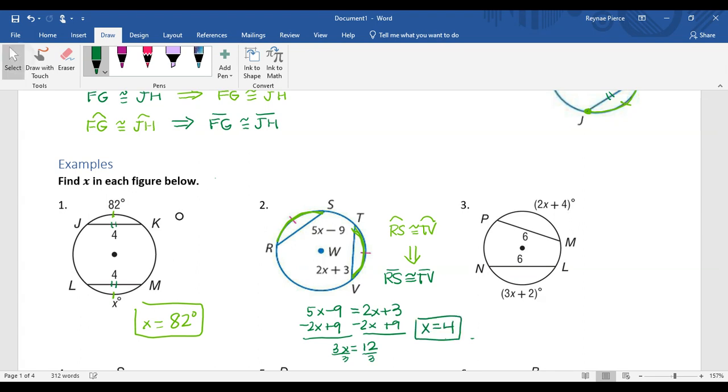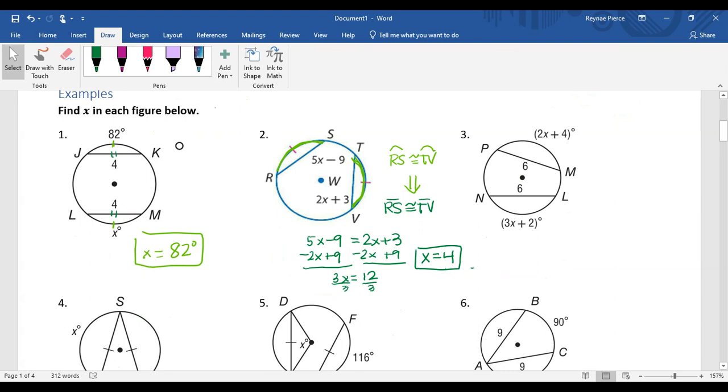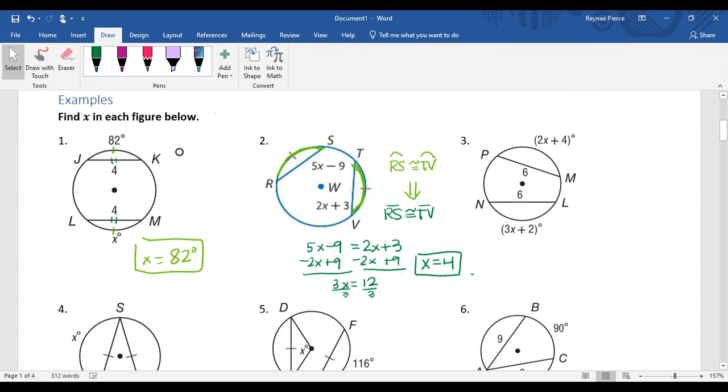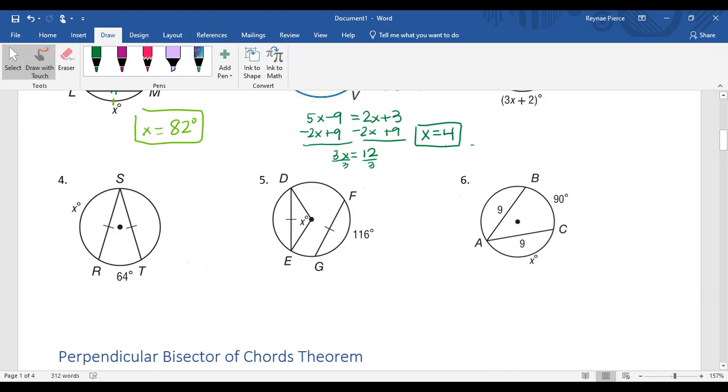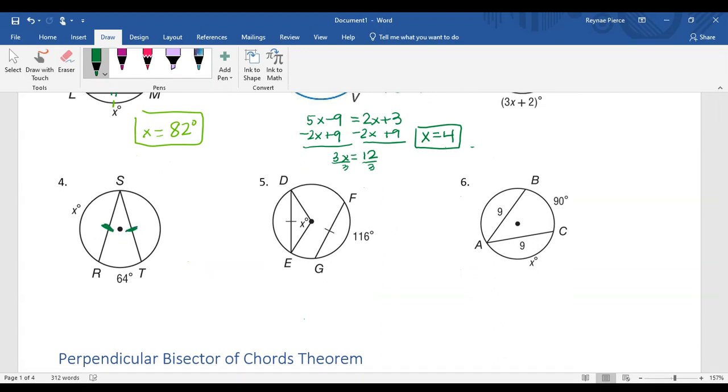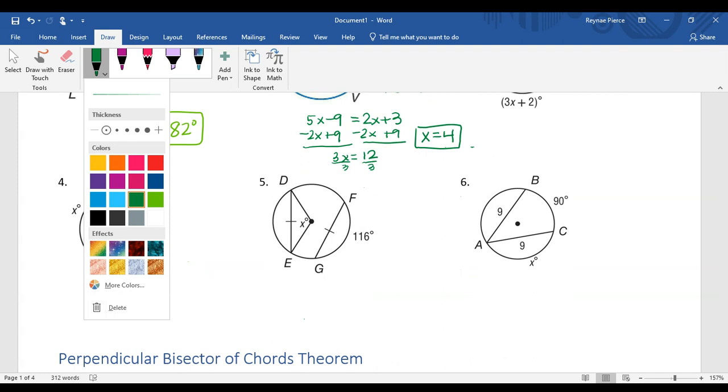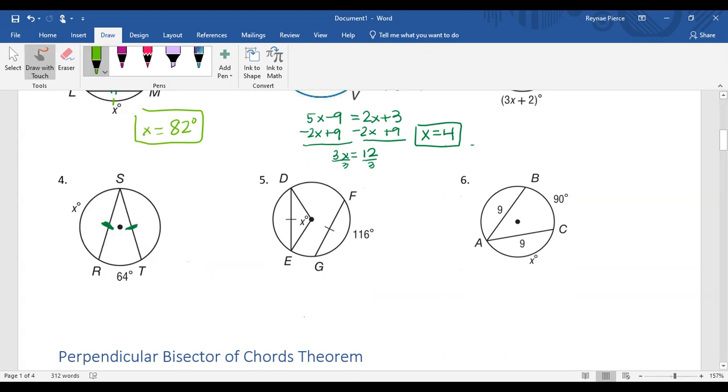I want you to try example 3 on your own, but then we are going to try example 4 together before you do 5 and 6. Example 4, we've got that these two chords are congruent, RS and TS, which means that the arc RS and the arc TS are congruent.